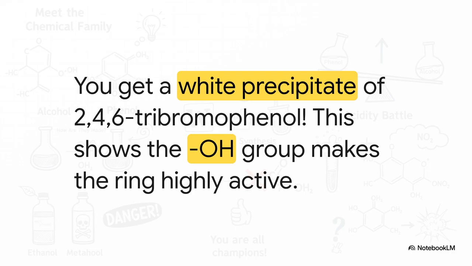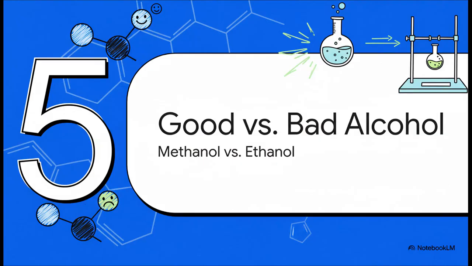This white stuff is 2,4,6-tribromophenol. And why does this happen so fast? Because that OH group on the phenol makes the benzene ring super active, almost hyperactive. It just reacts with the bromine instantly. This is the confirmation test for phenol. Remember this. All right, we're almost at the end.